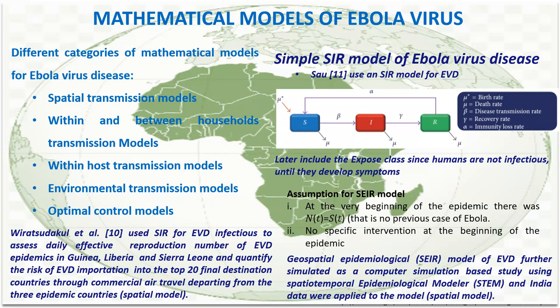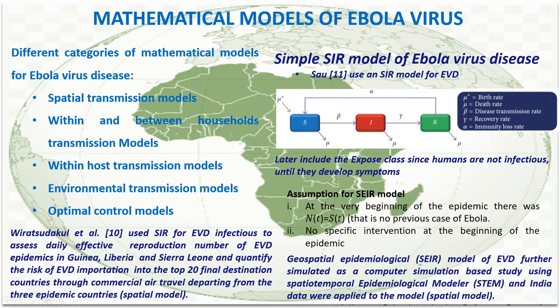Some of them are spatial transmission models, some of them are within and between household transmission models, some of them are within-host models. There's also the environmental transmission model, and of course there are also control models. There are also other models, but apart from all those, these are the few that we chose for now.